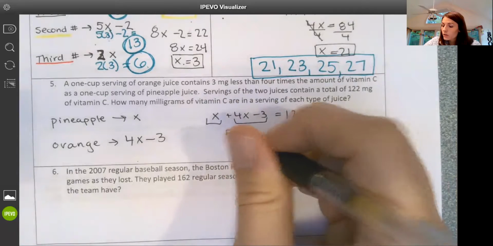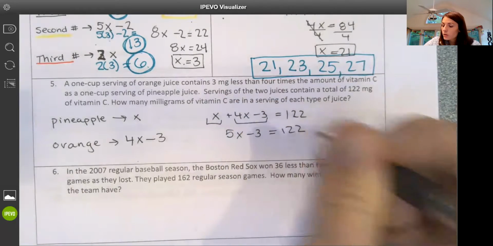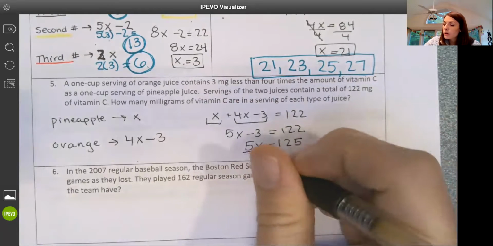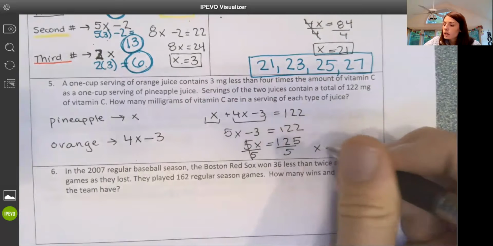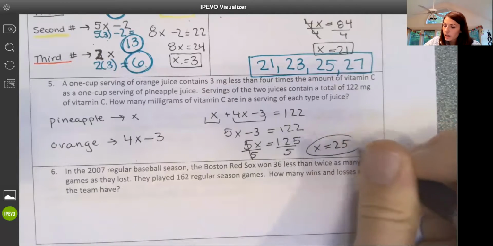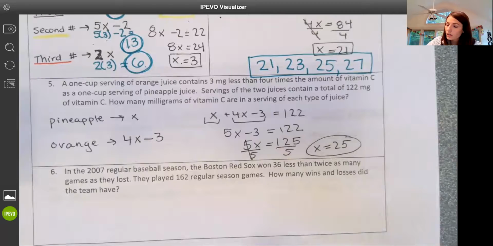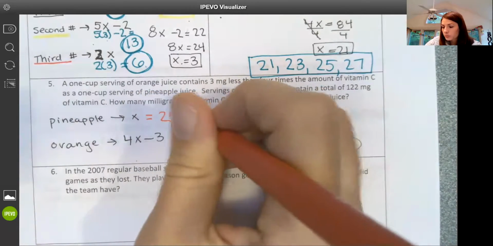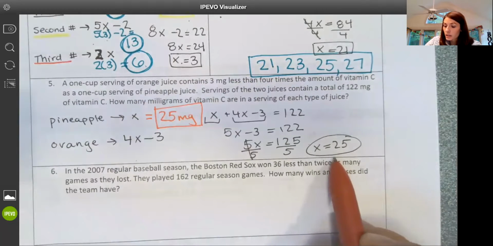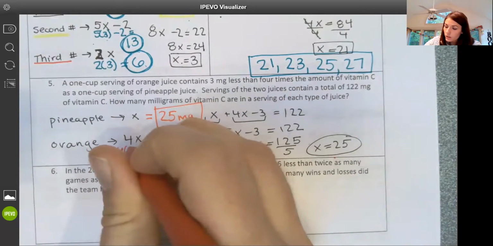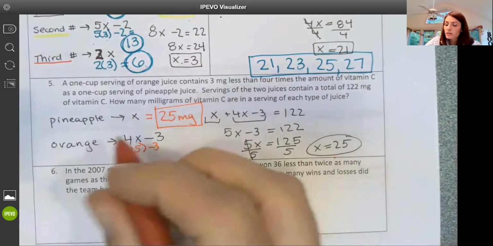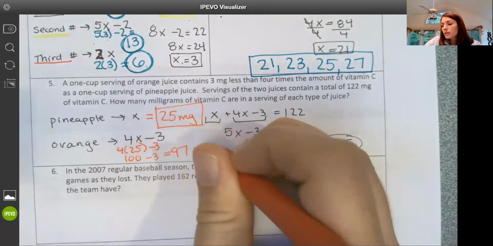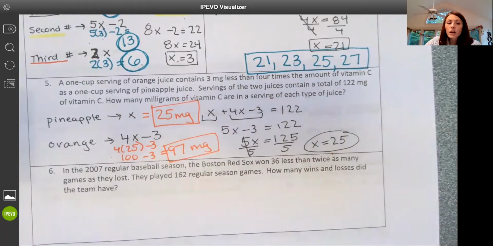Now I'm just solving. 5x subtract 3 equals 122. 5x equals 125. Divide by 5. And x equals 25. Again, I'm not done. If x equals 25, then pineapple juice has 25 milligrams of vitamin C, and orange juice has 4 times that amount and then 3 milligrams less. So 4 times 25 gives me 100, subtract 3, or orange juice has 97 milligrams of vitamin C.